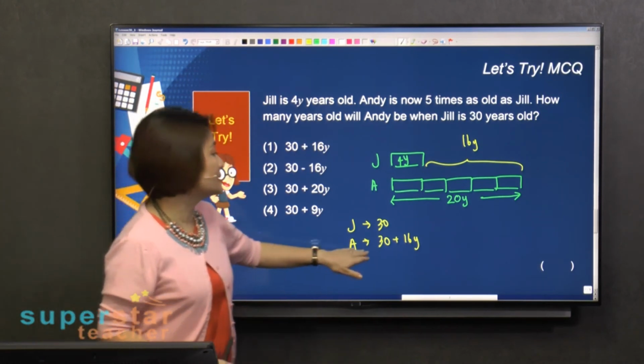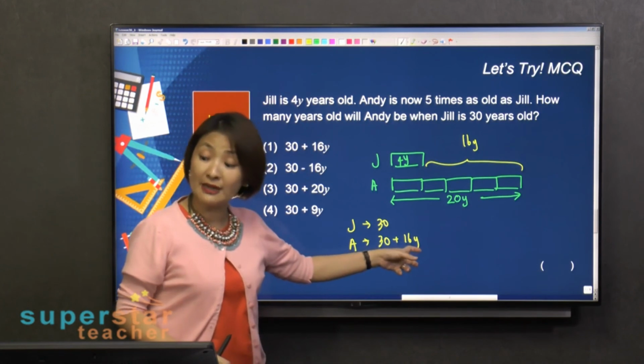Okay, and you can't say that this is 46y because they are in a different family.